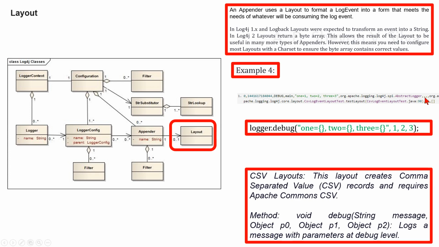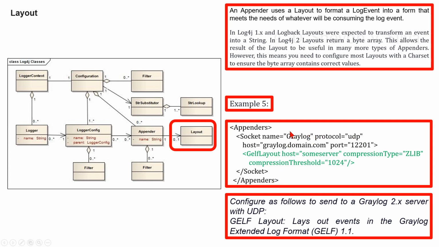and the logger FQCN, and logger name and marker, thrown proxy, source, and context map and context stack. Additional runtime dependencies are required for using CSV layouts. As an example 5, you can consider this to send to a Graylog 2.x server with UDP.